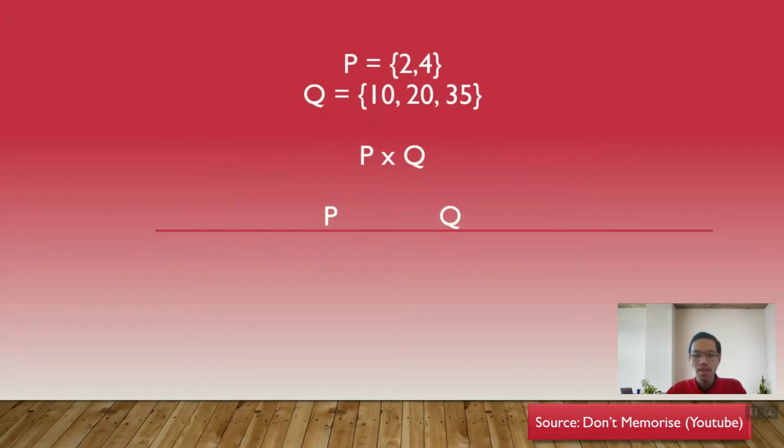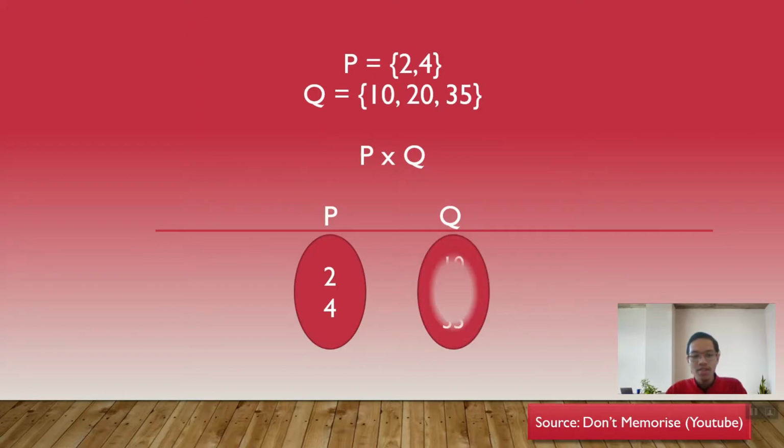We have two sets, P and Q. Set P has elements of 2 and 4, while set Q has elements of 10, 20, and 35. Let us take the Cartesian product of the two sets. We use an arrow diagram to illustrate the Cartesian product of sets P and Q.